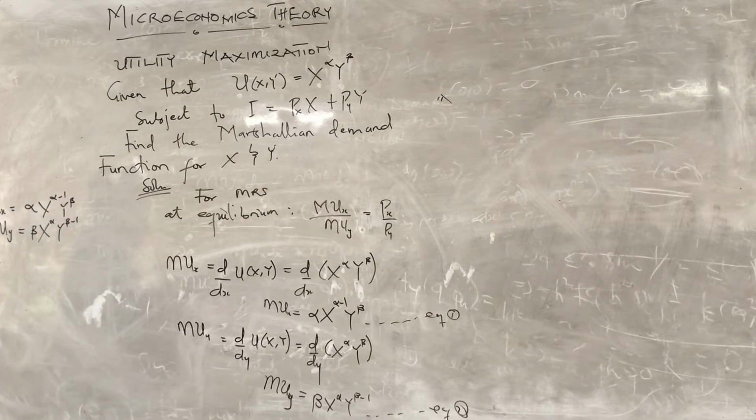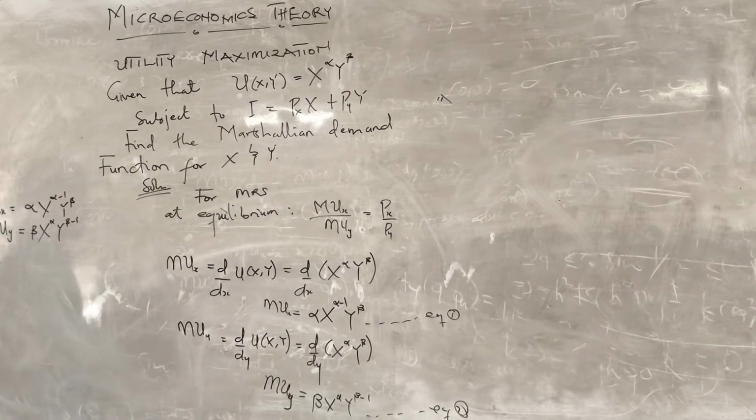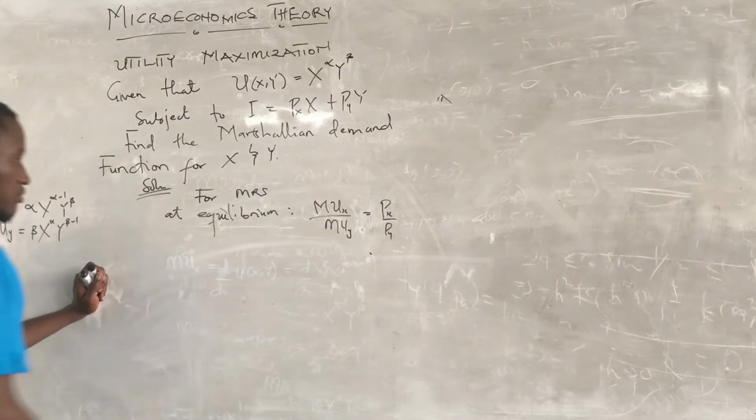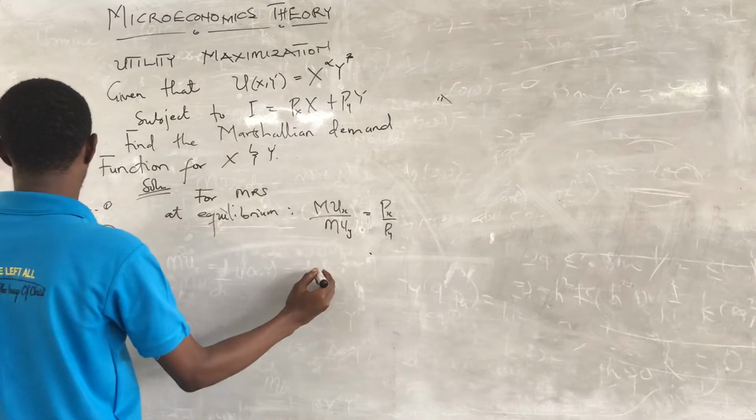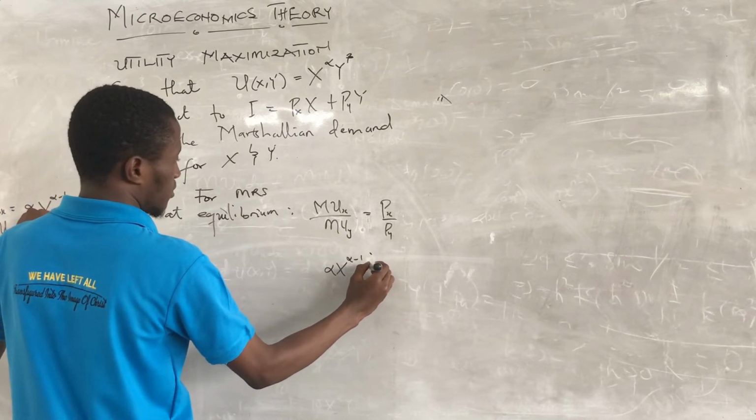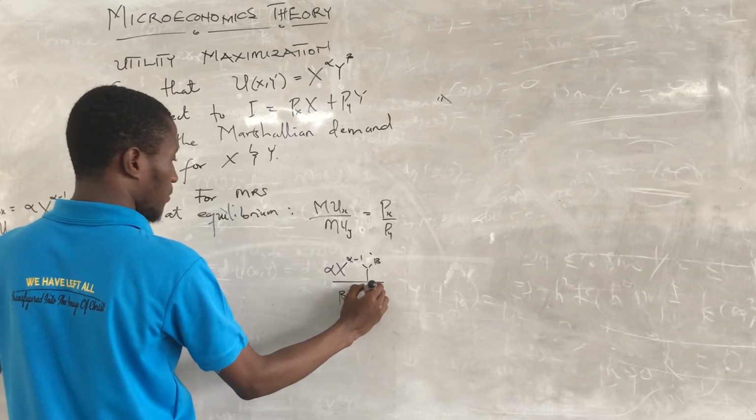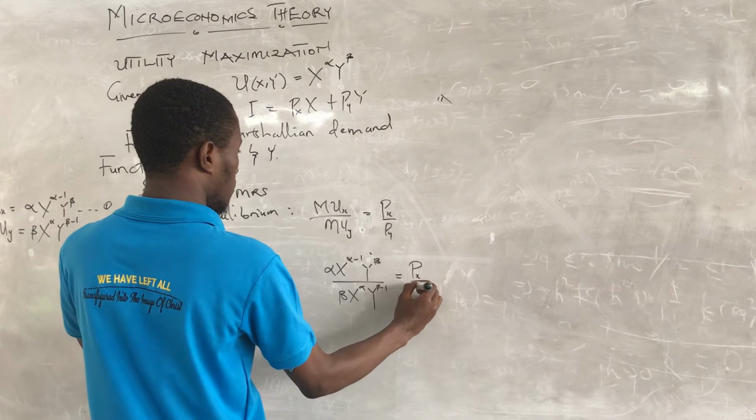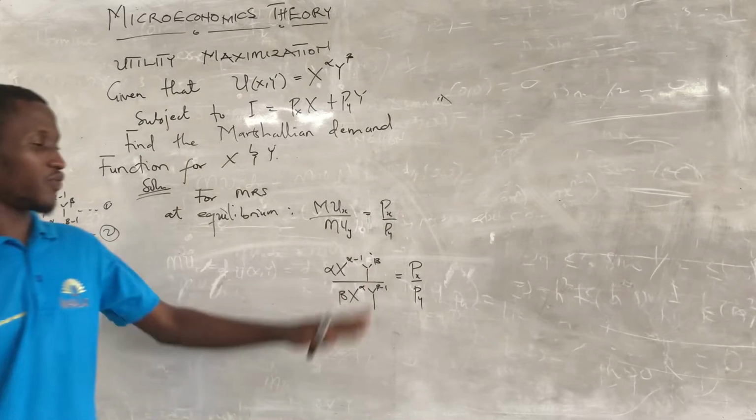You should know this is the Cobb-Douglas function. You can also use the CES function or Leontief, the fixed proportion function. So at the equilibrium, you have equation 1 over equation 2. I'll put this there: alpha x^(alpha-1) y^beta over beta x^alpha y^(beta-1) equal to px over py. At this point, we can make either x or y the subject, but we have to simplify.